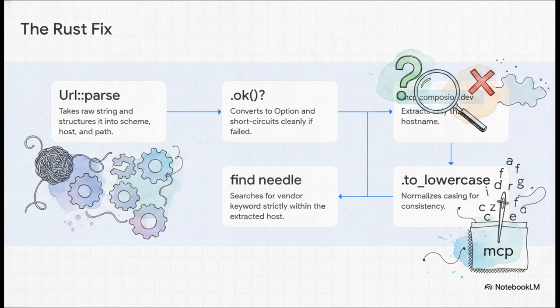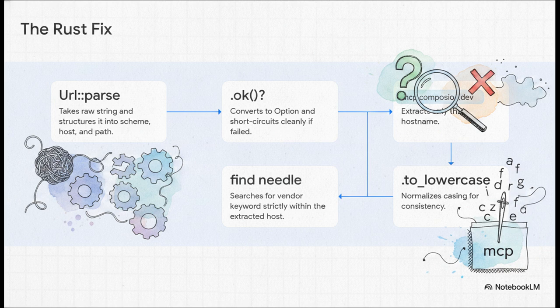parse. This takes the raw, messy text string and gives it structure, breaking it cleanly into its scheme, host, and path. Step 2 is .ok?. Since parsing can fail, this safely converts the result into an option, and that little question mark smoothly short-circuits the function if it fails, meaning no crashing, just a clean, quiet exit.